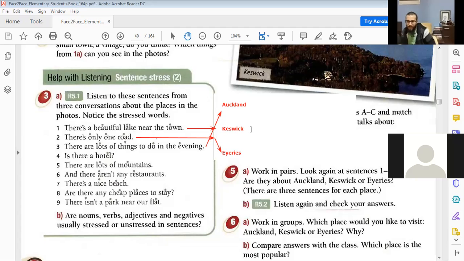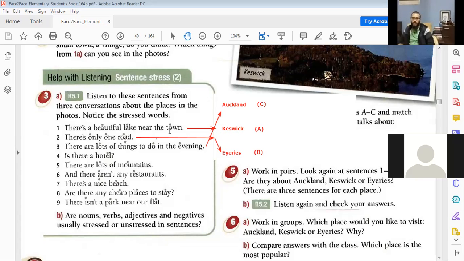The first conversation, conversation A, if you remember the first conversation, this is about Keswick, okay? And conversation B was about Iris, the girl from the village, okay? And conversation C was about the boy who lives in New Zealand, who lives in Auckland.